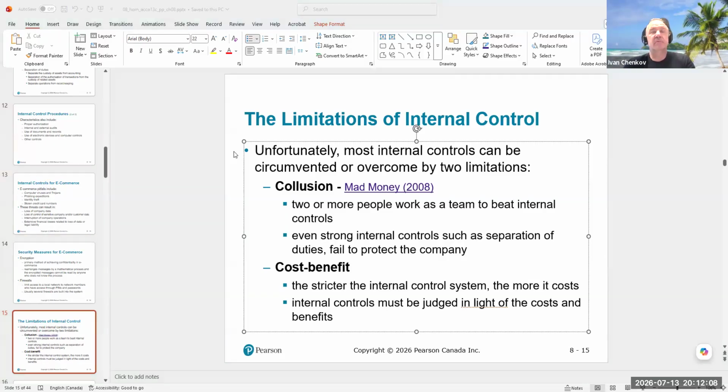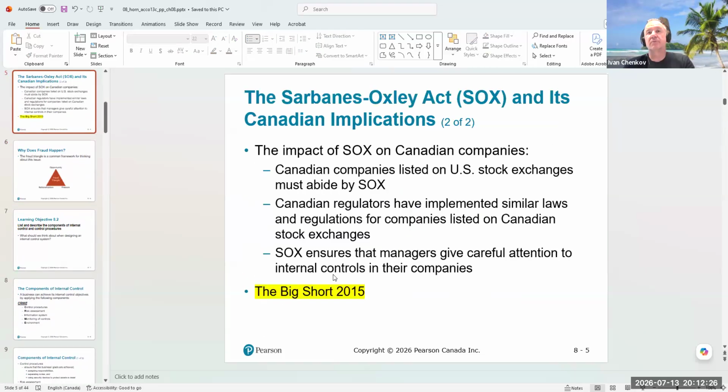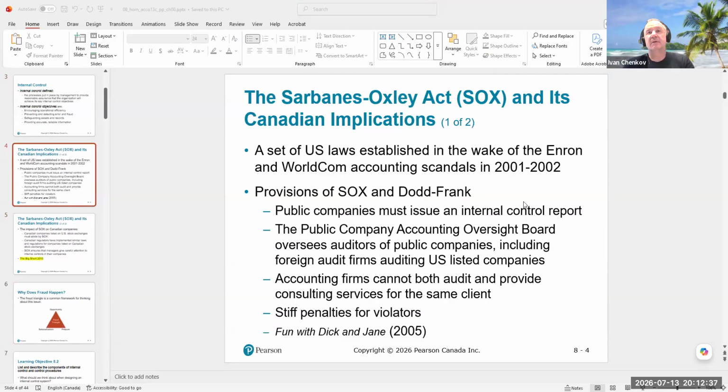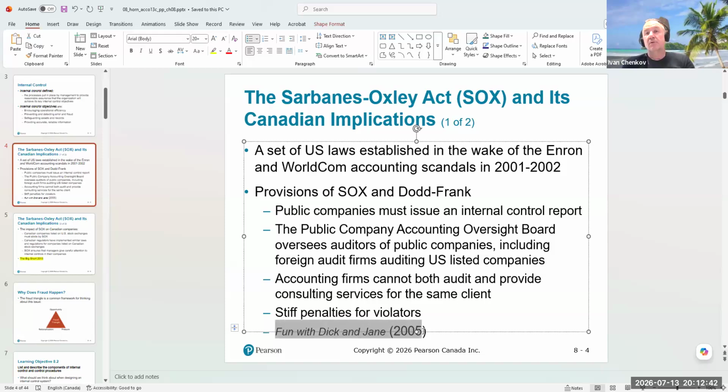Actually, I can post those movies here. That's one, Mad Money. The other ones we were talking about are The Big Short, and Fun with Dick and Jane. Very educational. I strongly recommend you watch them. You won't regret it. At least you can learn something from the perspective of accounting that you have right now, and from the perspective of knowing that Enron is Fun with Dick and Jane.